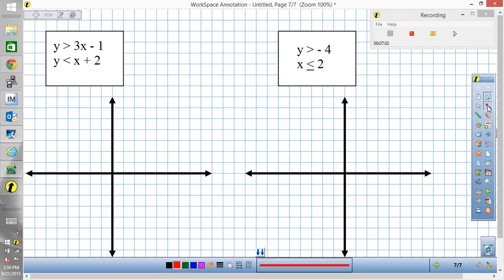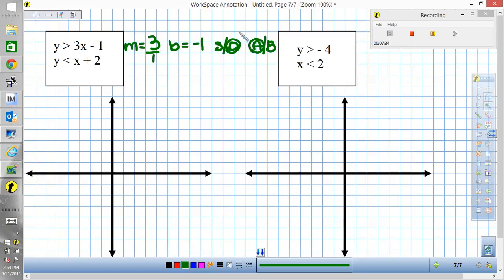Let's do 2 examples. Our first example, remember, we need to identify first our 4 key things. So our slope, my y-intercept, solid or dotted, above or below. So for the first problem, my slope is 3. Turn it to a fraction, 3 over 1. My y-intercept is negative 1. Because it does not have the line underneath, this is going to be a dotted. Because it is a greater than symbol, it is above.